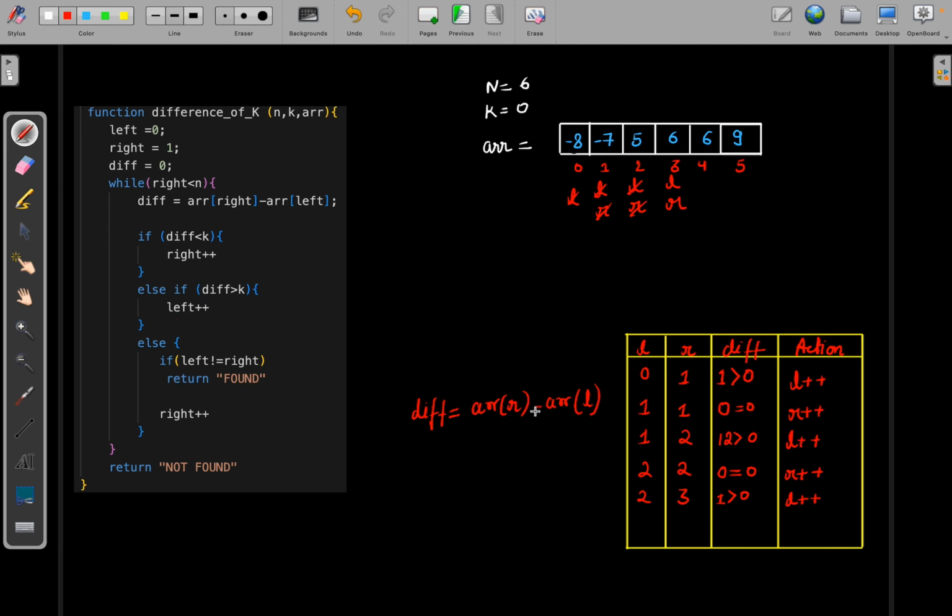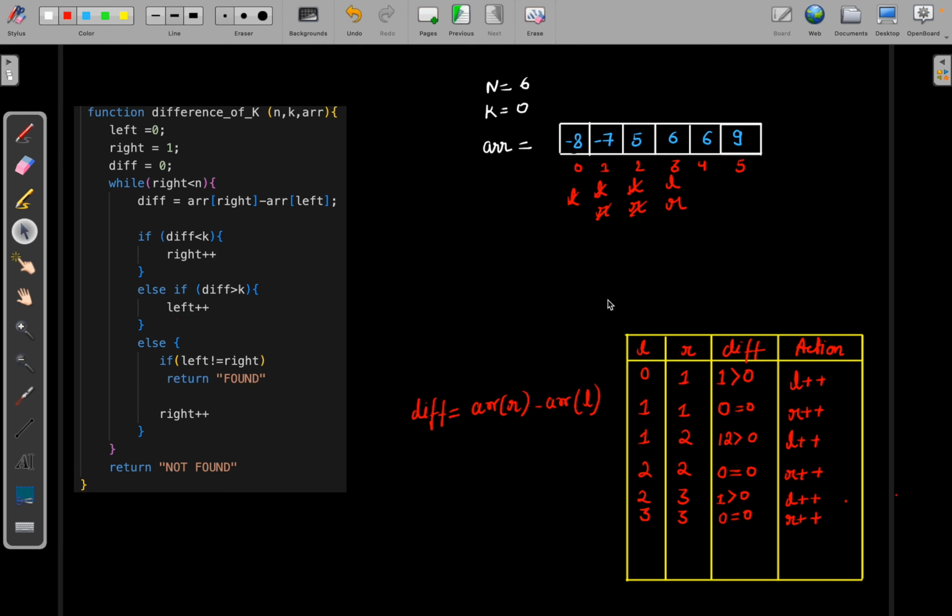Now L is at 3, R is also 3, both are at 3. Find the difference. 6 minus 6, 0. Is your difference less than k? No. Is difference greater than k? No. Difference is equal to k. But are both pointers at different positions? No, they are pointing to the same. So again right plus plus. So I will do R plus plus. So after R plus plus, I will simply move my R pointer here.